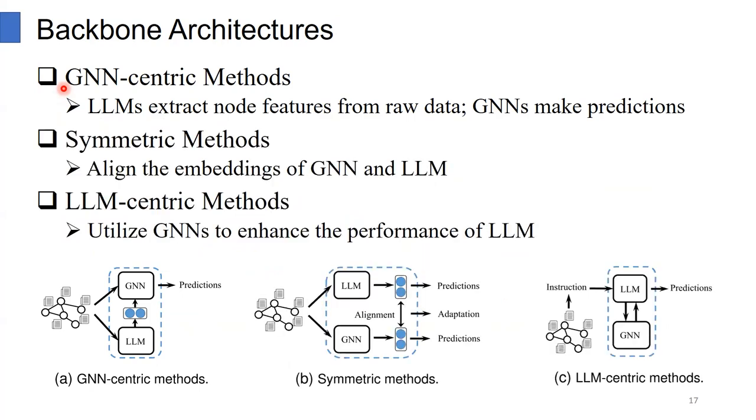Then the last category, LLM centric, is the opposite. The LLM makes the prediction, and the GNN just extracts additional information to input into the LLM. And there is a middle type, the symmetric one, where we use both in parallel, with equal weight. We try to align their representations. So I think they are very similar. They use both GNN and LLM, but their focus and emphasis are different.